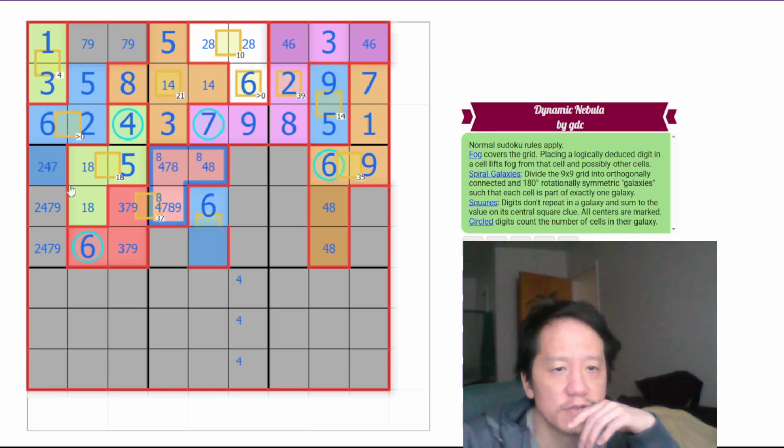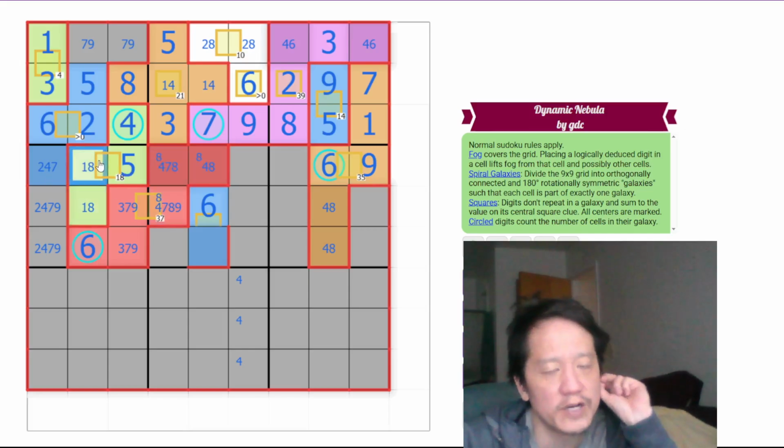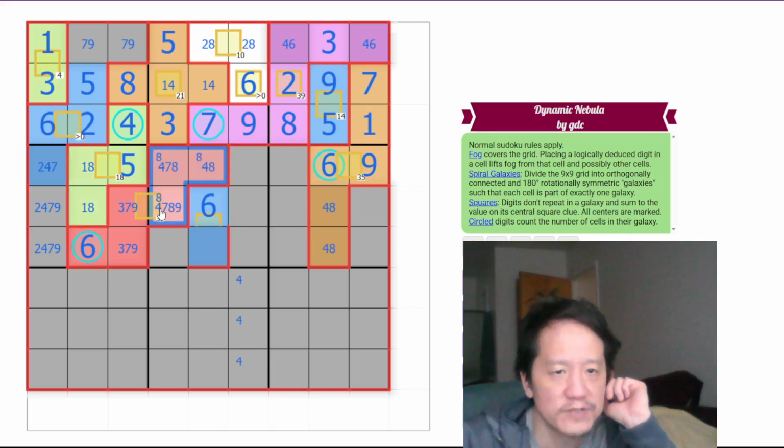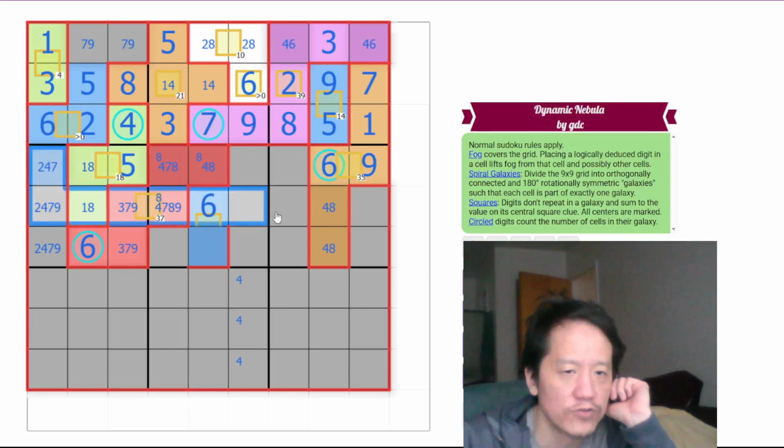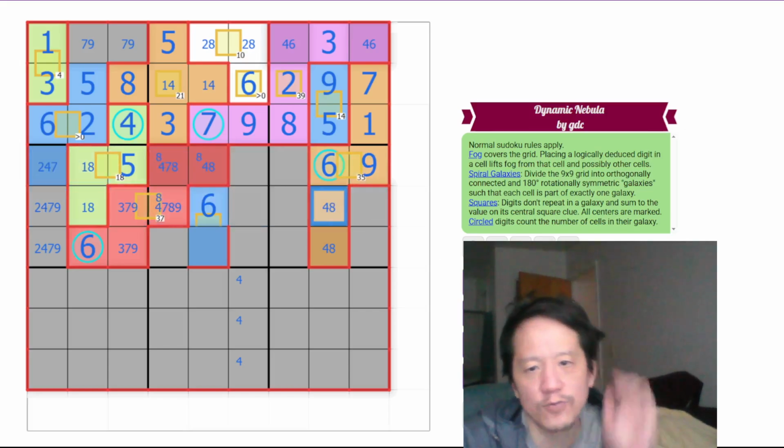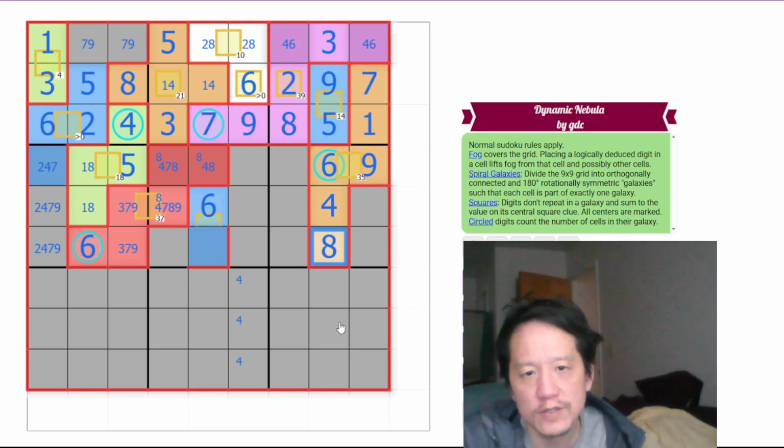Eight has to be one of these. So in box 4, 8 has to be in row 4 or 5. In box 5, 8 has to be in row 4 or 5. Therefore, the rest of rows 4 and 5 cannot contain an 8. Therefore, this can't be 8. This is 4. This is 8.